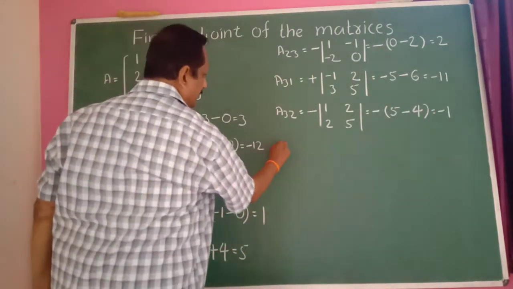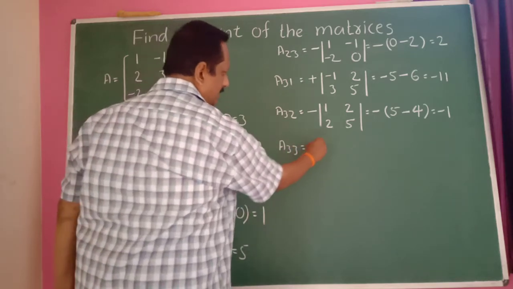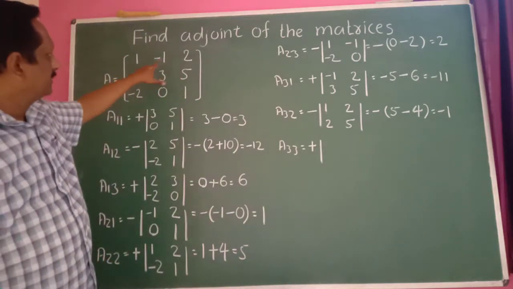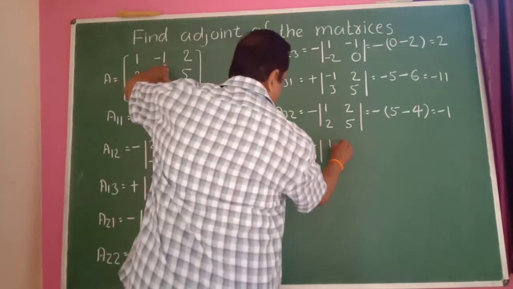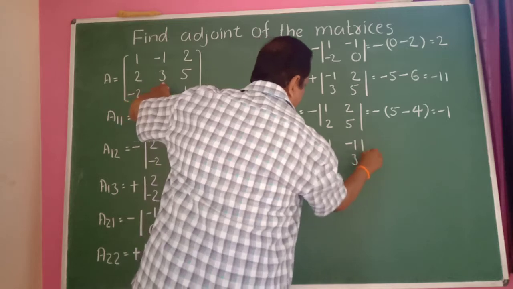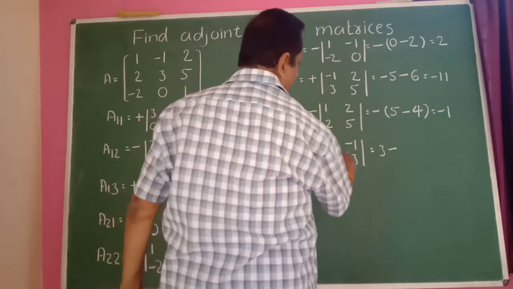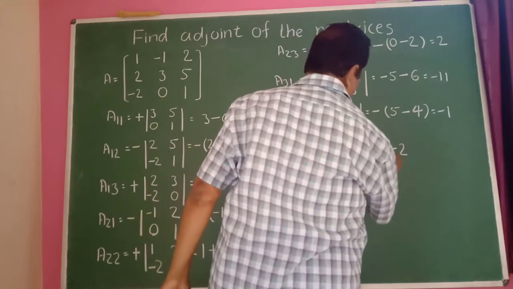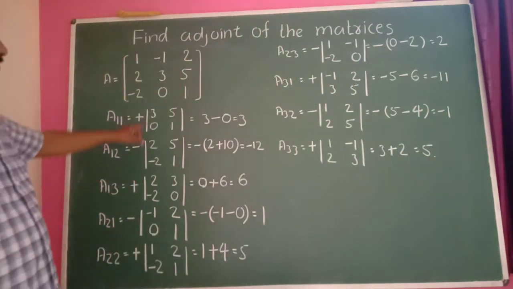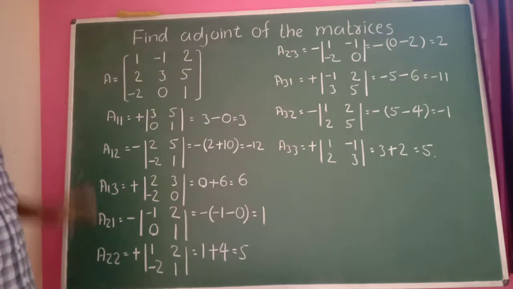Then A33. A33 is a plus here. 3 plus 3 is 6, even number. Take plus into determinant of, deleting the third row, third column here: 1 minus 1, 2 3. So write here 2 3. Therefore this is equal to 3 ones are 3 here. So write here 3 minus 2 into minus 1 is minus 2. So minus minus plus 2 here. 3 plus 2 becomes a 5. So this is a plus of 5. A33 is a cofactor of this element. These are all cofactors of elements of the matrix here.